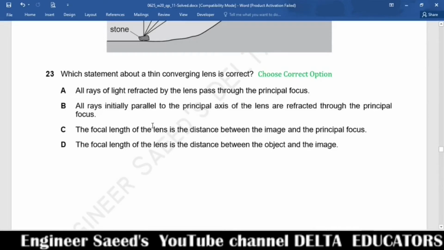Okay, we also check C and D. In C it is given the focal length of the lens is the distance between the image and the principal focus. In D it is given the focal length of the lens is the distance between the object and the image. Focal length is the distance from the center of the lens to the principal focus. So both C and D are incorrect. The only correct option is option B.